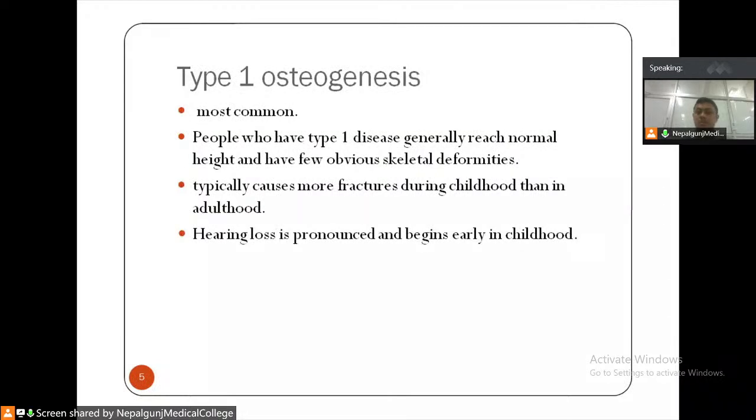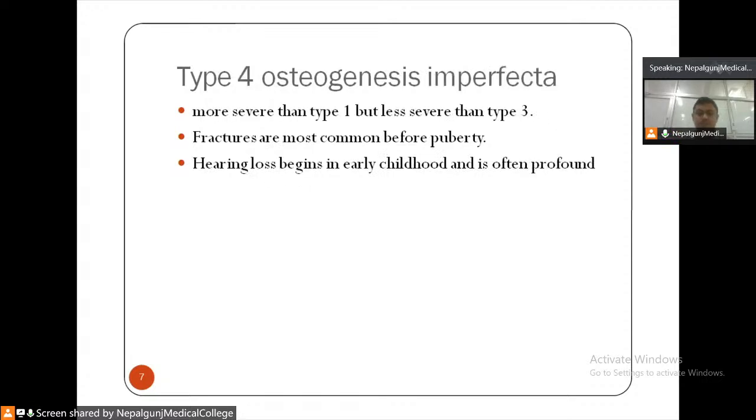So coming to type 1 osteogenesis imperfecta, it is the most common variety. People with type 1 disease generally reach normal height, and few obvious skeletal deformities are present. It typically causes more fractures during childhood than in adulthood. Hearing loss is pronounced and usually begins in early childhood.